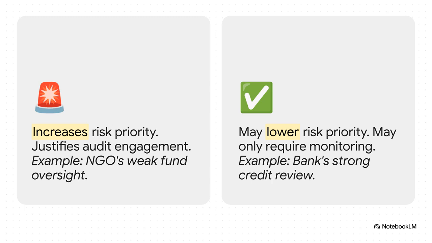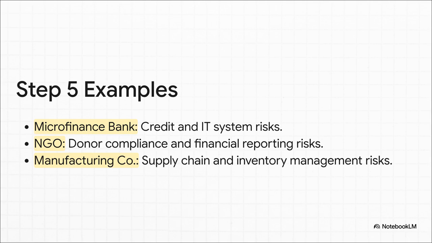Based on everything we've gathered so far, the audit team now handpicks those high-priority, significant risks that are going to form the backbone of the annual audit plan. So for our examples, the final selection might look something like this. The bank focuses on credit and IT systems, the NGO zeroes in on donor compliance and financial reporting, and the manufacturing company targets its supply chain and inventory. See? Each plan is now custom-built around the highest priority risks we've identified.